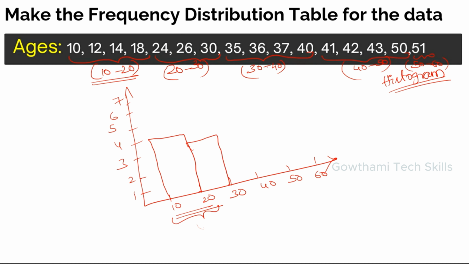In between 30 to 40, how many people are there? 4 people, so you will get the histogram plot like this. 40 to 50, how many are there? 4 are there, so you are going to get 4 like this. And here only 1, so you are going to get it like this. So this is a histogram.